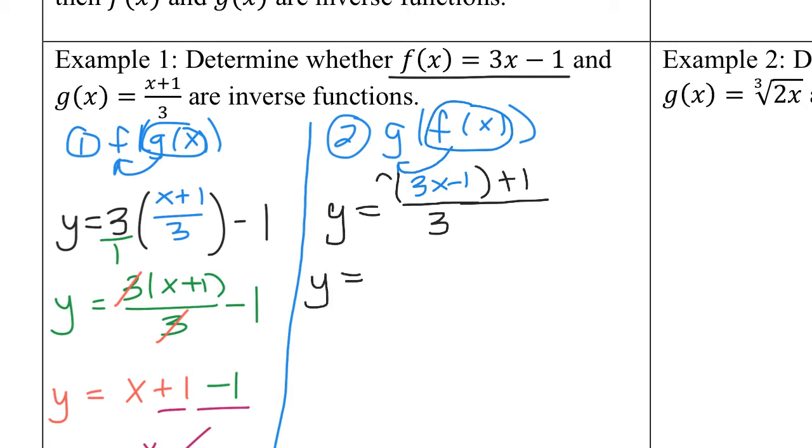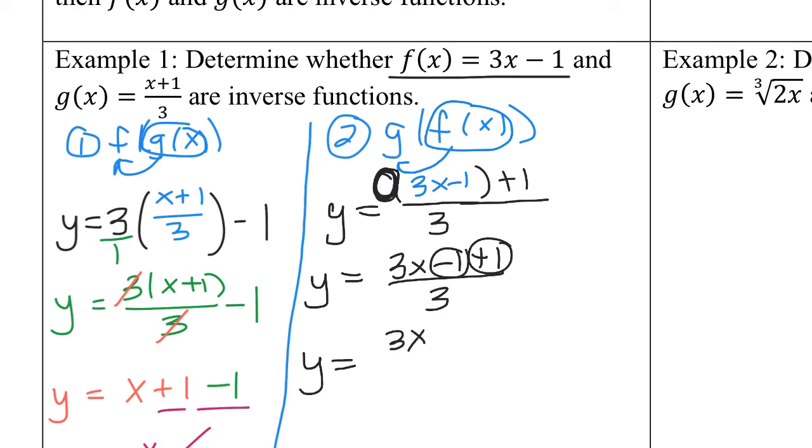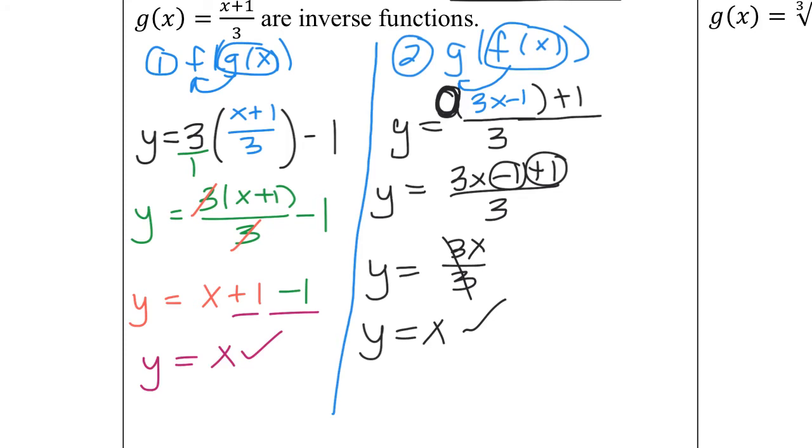So since there's no number in front of the parentheses here, that means we're going to drop the parentheses: 3x minus 1 plus 1 all over 3. We'll simplify the numerator. Negative 1 plus 1 makes 0. So we have 3x over 3. And 3 over 3 is a 1, so all we're left with is x. So because both results were x, that means yes, f and g are inverses.